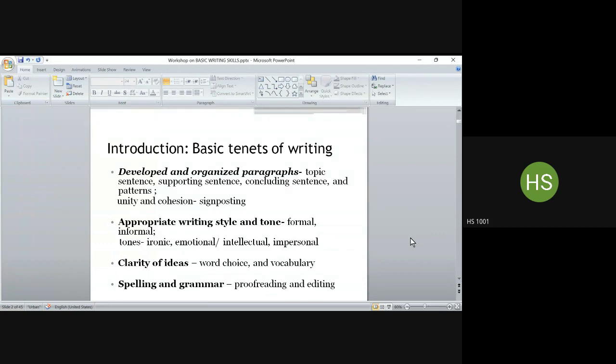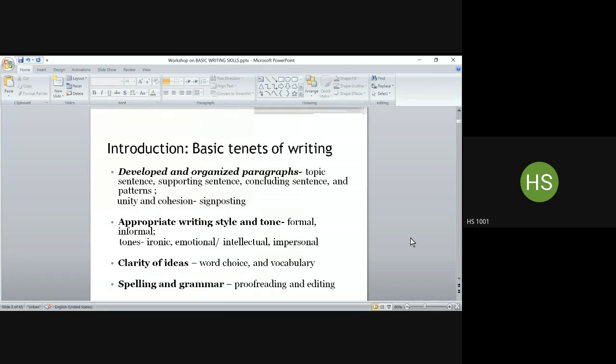You have to check whether you have developed and organized paragraphs, and within that all of the things that you see on the screen: check for a good topic sentence, supporting sentences, concluding sentence, a pattern that you have chosen, and the unity and cohesion of all the sentences.